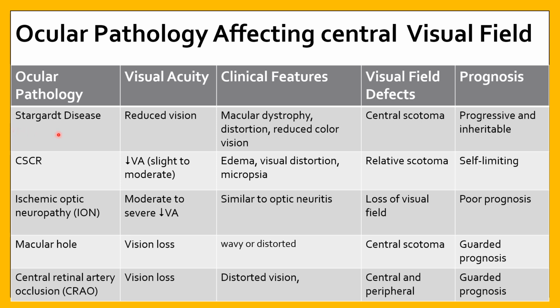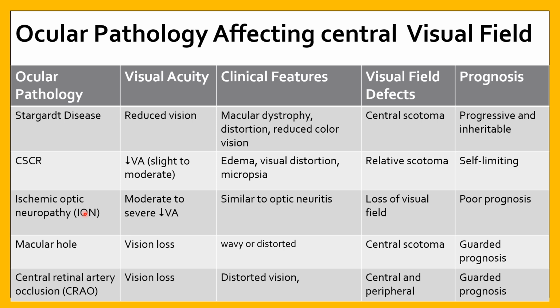In Stargardt disease, there is reduced vision with macular dystrophy, distortion, and reduced color vision, with central scotoma visual field defects and a progressive, inheritable prognosis. In CSR, central serous chorioretinopathy, there is slight to moderate reduced visual acuity, with edema, visual distortion and micropsia as clinical features, a relative scotoma visual field defect, and a self-limiting prognosis.